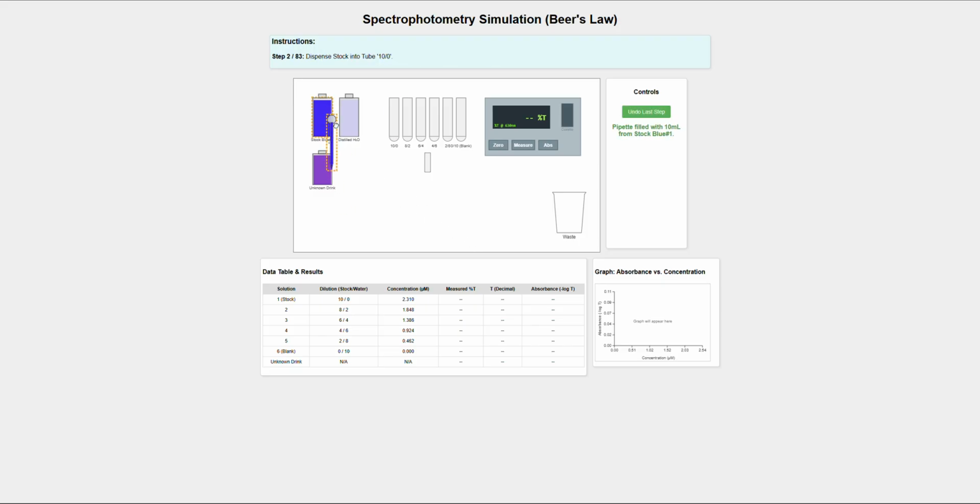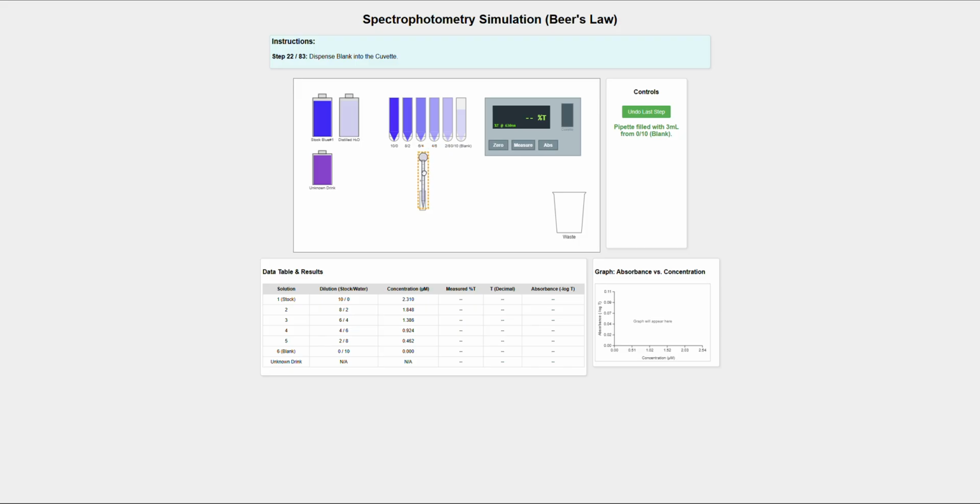So first, we will fill every sample with a different amount of stock blue. For example, the first one is 10 milliliters, second one is 8, third one is 6, fourth one is 4, fifth one is 2, and the last one is none. Okay, there we go. Right. Okay.